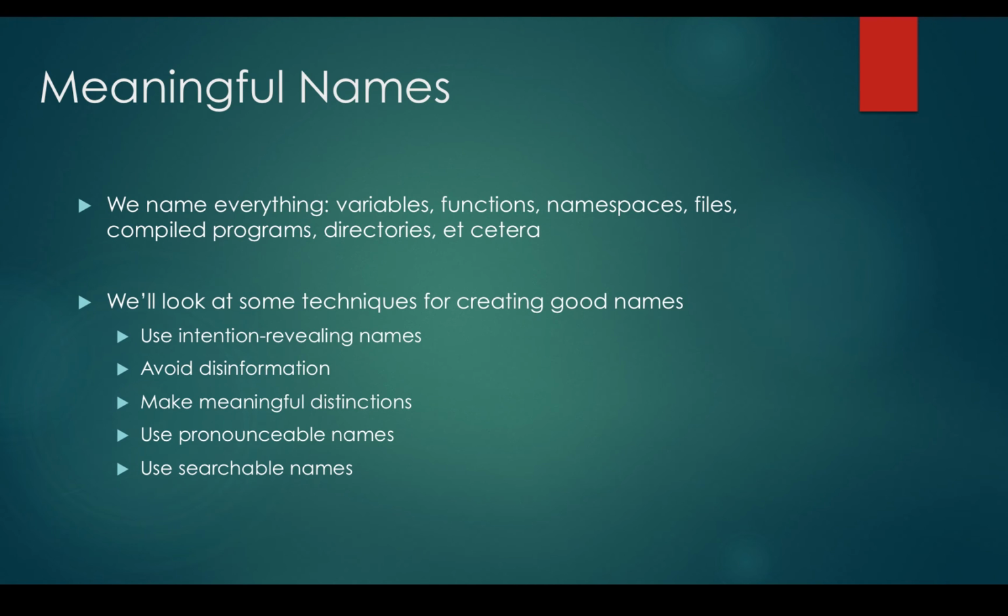We name variables, we name functions, the namespaces and files, the programs that we compile, the directories that they live in. Everything we have to come up with a name for. Because our naming has such a great impact on our code, we need to be very deliberate and put a lot of thought into the names that we choose in our programs. So here we'll look at some techniques: intention-revealing names, avoiding disinformation, making meaningful distinctions, using pronounceable names, using searchable names, and a couple of others that I didn't quite get on this list.